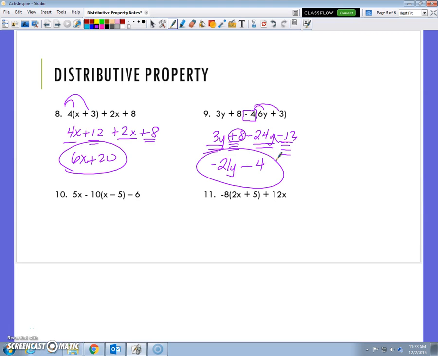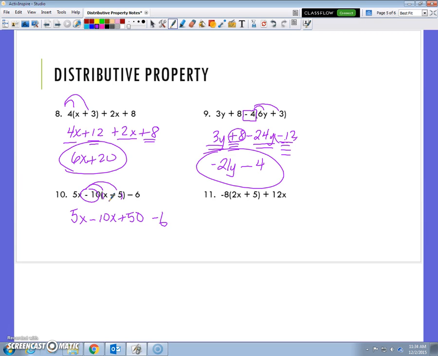Next one here, number 10. Let's do another lightning bolt next to 10. Once again, we have to distribute the negative. So 5x doesn't change. The negative 10 goes to both parts. Negative 10x. Negative 10 times negative 5 is positive 50. And then a minus 6. It doesn't change either. Okay, only the parts in the parentheses get multiplied.